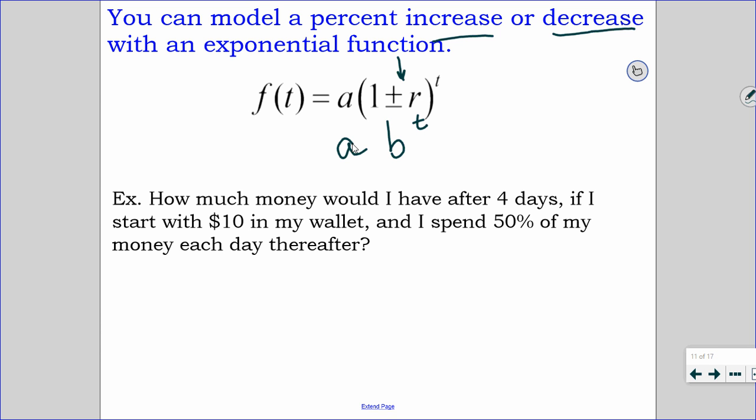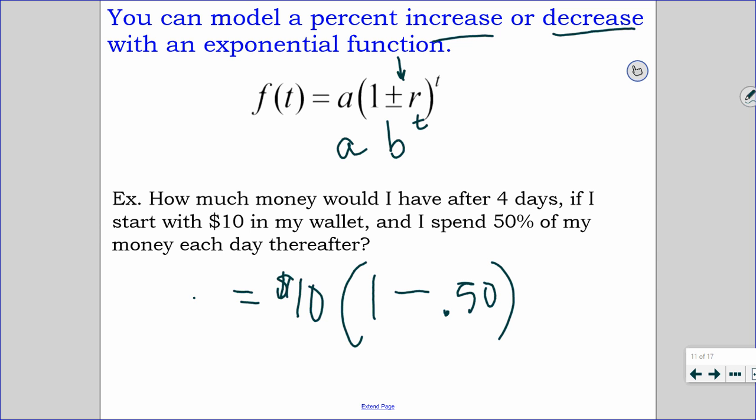So it says, how much money am I going to have after 4 days if I start with $10 in my wallet and I spend 50% of my money each day thereafter? You're gonna set it up. Starting amount is $10. You're spending 50%, so that means it's gonna be a decrease. It's a decrease of 50%.